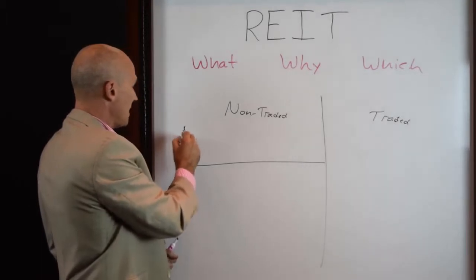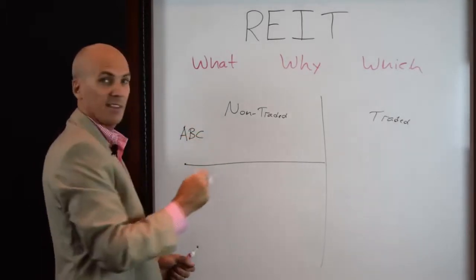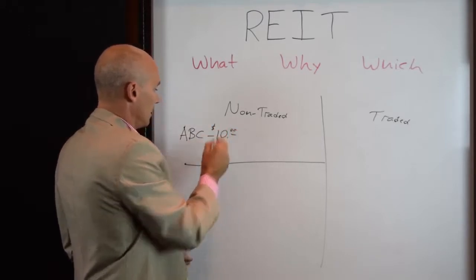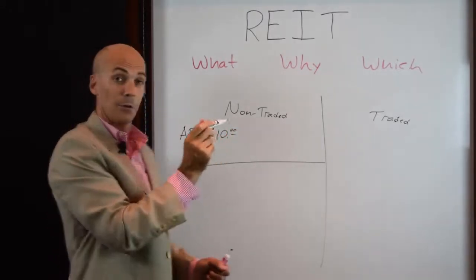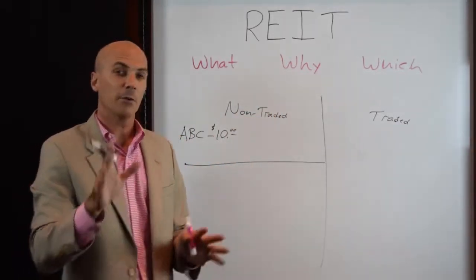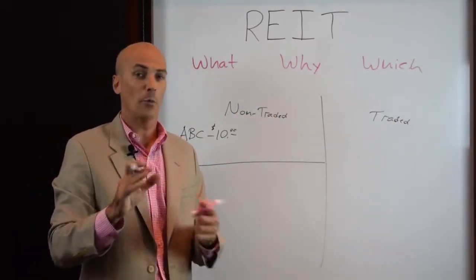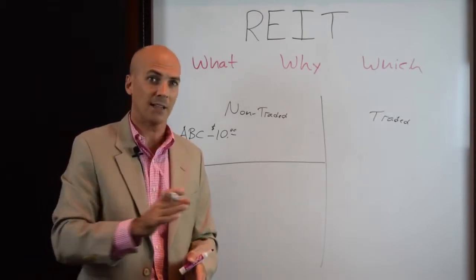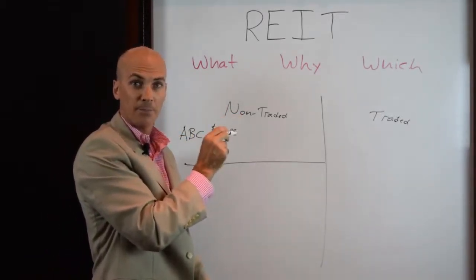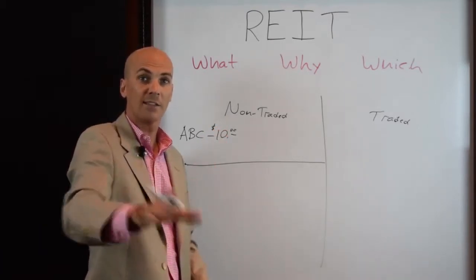Let's call it ABC REIT. ABC REIT's offering price is $10. It's $10 today, $10 tomorrow, $10 next week, and $10 the week after. So it's not traded in the markets. No matter what happens in the Dow, the NASDAQ, the S&P, it doesn't affect the share price of non-traded REITs. What does affect the share price?